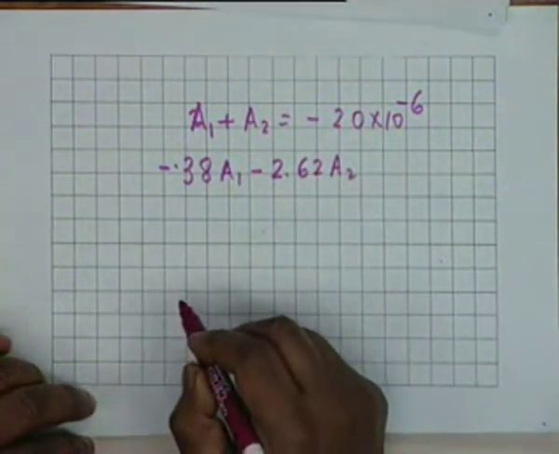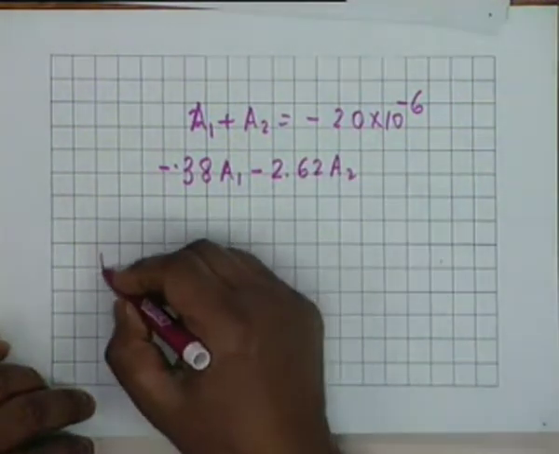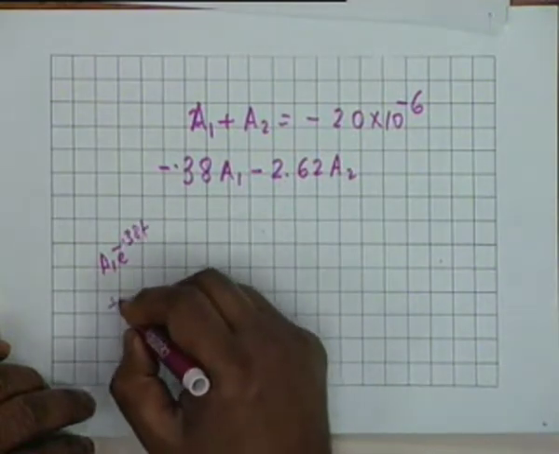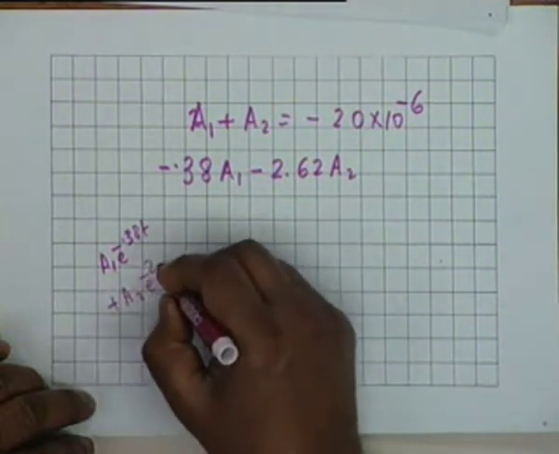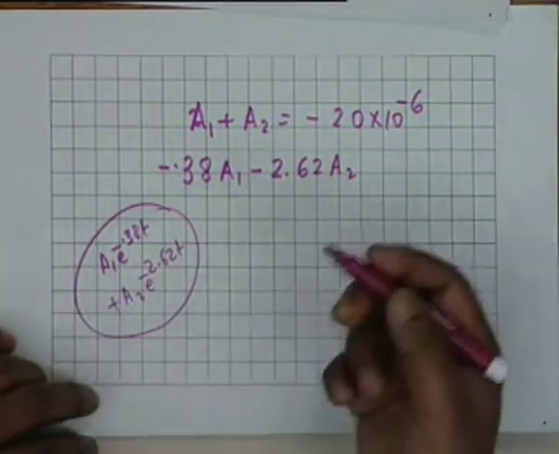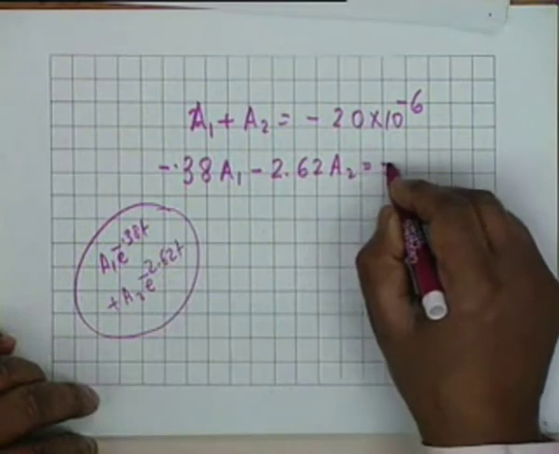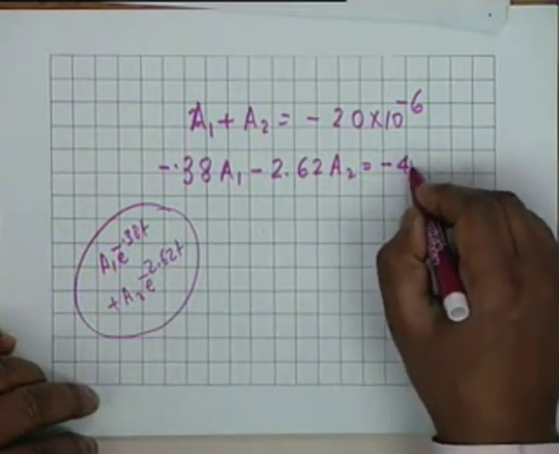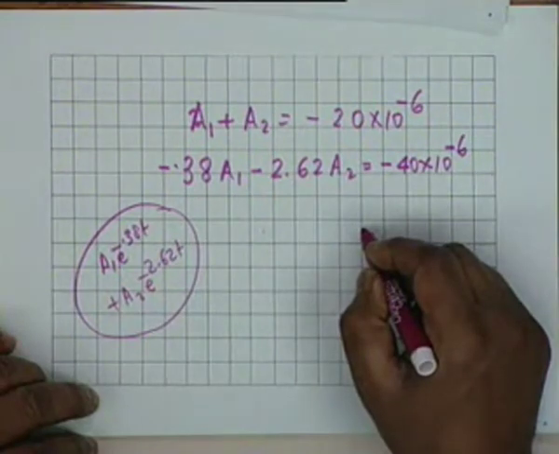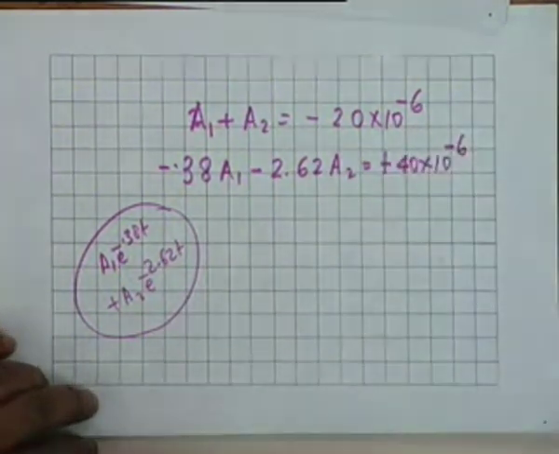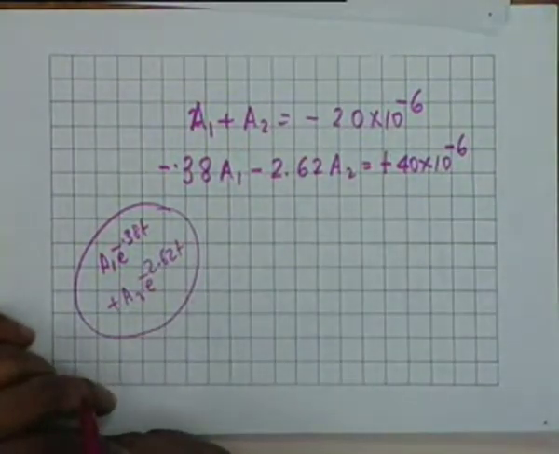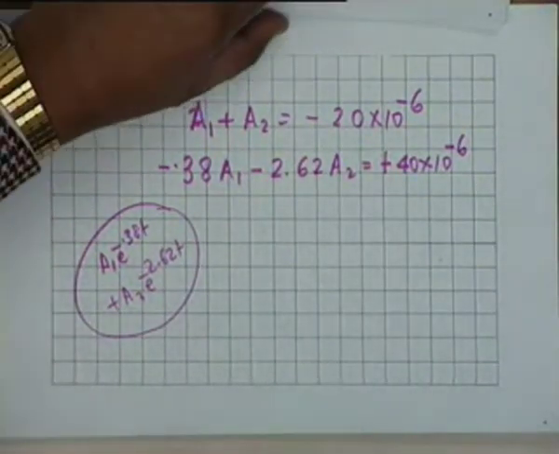This will be di dt at 0 plus, because I was A1 e to the minus 0.38 t plus A2 e to the minus 2.62 t. I differentiate this and put t equal to 0. This should be equal to minus 40 times 10 to the minus 7. Pardon me? Plus 40. Now you can solve for A1 and A2. Alright? I'll leave that part to you.